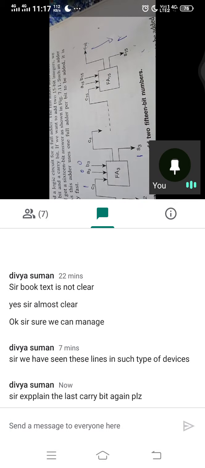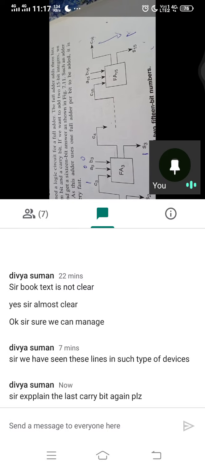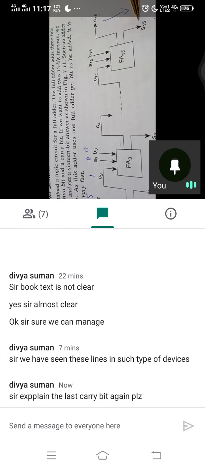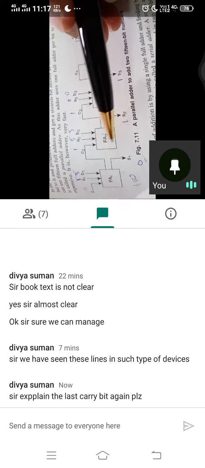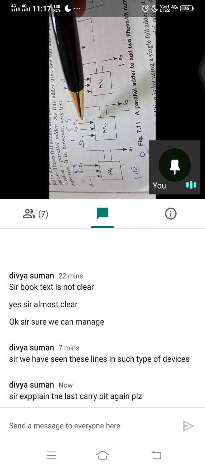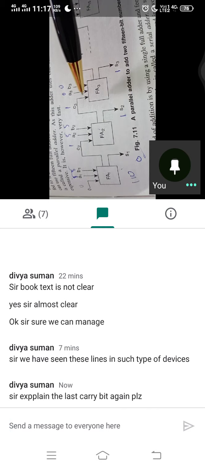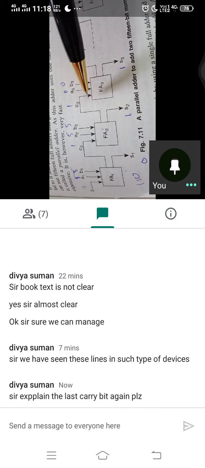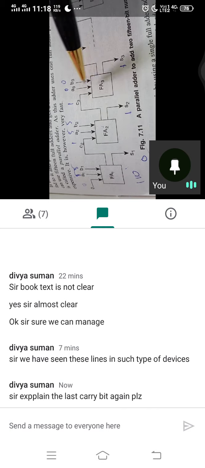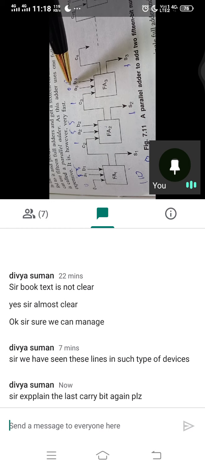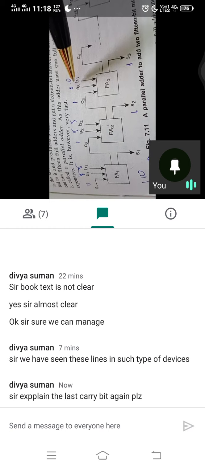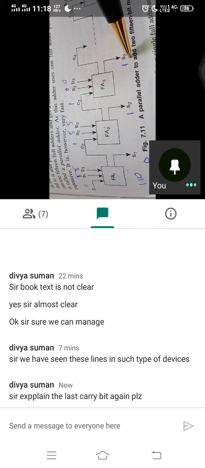Explain the last carry bit again. Okay, so Divya says explain the last carry bit. So basically we have S15. Like here we had a 2-digit decimal number. There were two of these, 0 and 1, and there was a third one. The third one sat here. How did we do that? By adding 0 and 0, because we didn't have any more digits to add. So we added that.